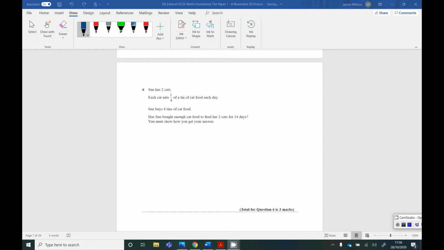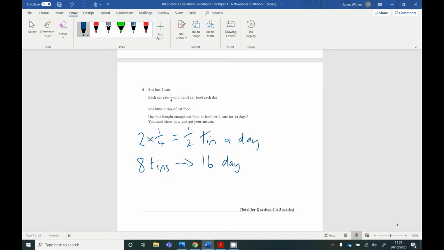Question 6. So Sue has 2 cats. Each cat eats a quarter of a tin of cat food each day. So how much cat food does Sue need each day? Because she's got 2 cats, she needs 2 lots of a quarter, so that's a half, so she needs half a tin a day. She buys 8 tins of food, so if she's got 8 tins, that means she's got enough food for 16 days because she needs half a tin a day.